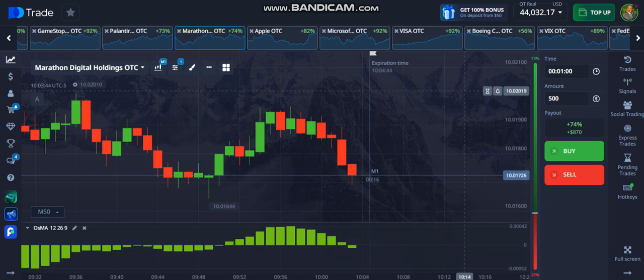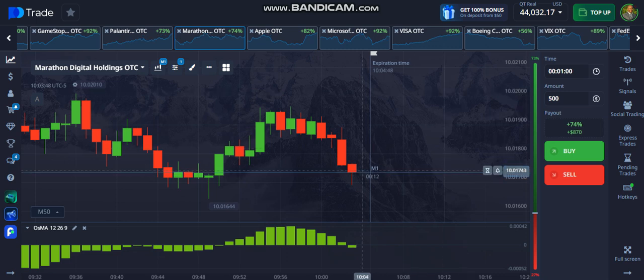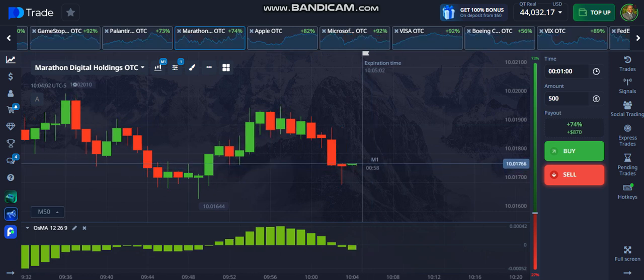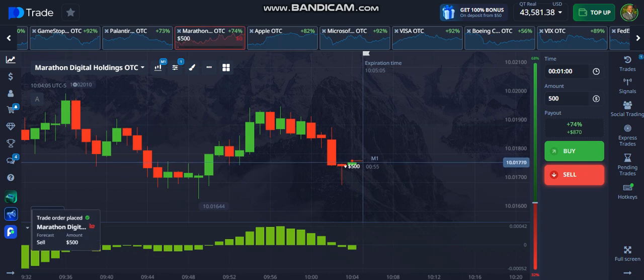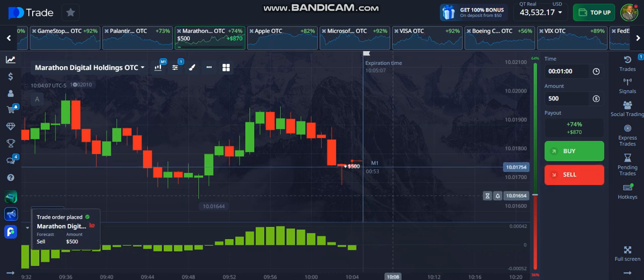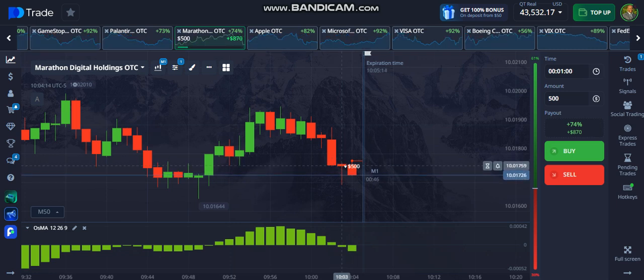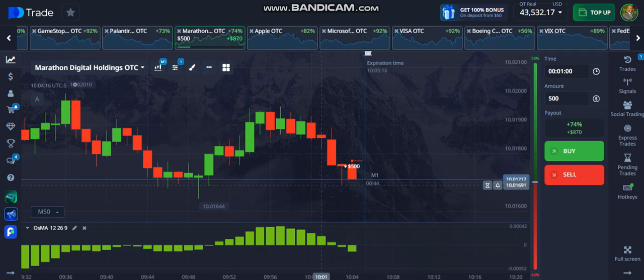Okay, so I'm on Marathon Digital. I'm waiting for this candle to close red. And then if you notice, there's the crossover of the histogram from above the zero line to below the zero line. So long as this candle closes in, okay, the candle closed. All right, so I took a sell trade. The candle has to close in the direction of the trend here, which is a bearish trend. If that candle had closed green, I would not have taken the trade.